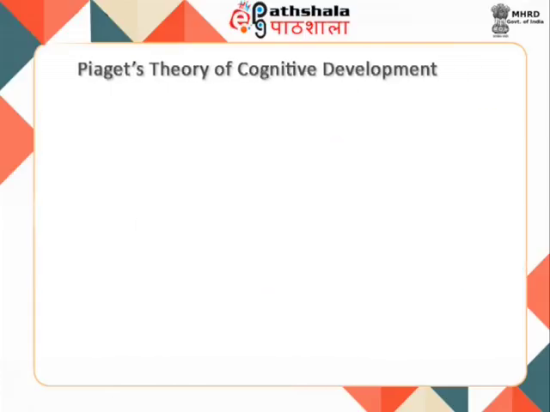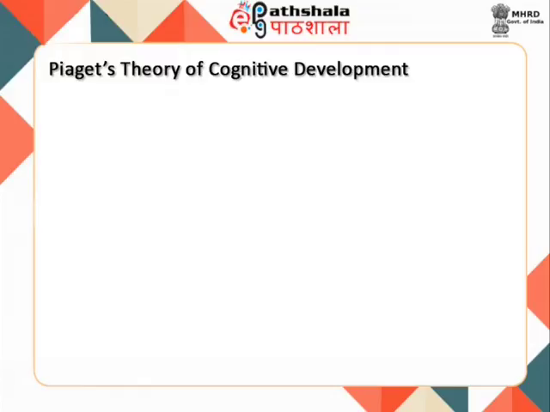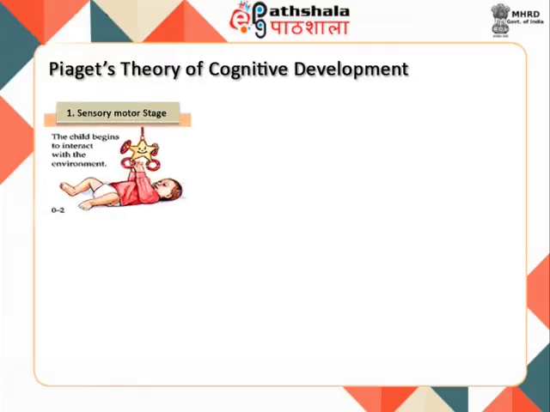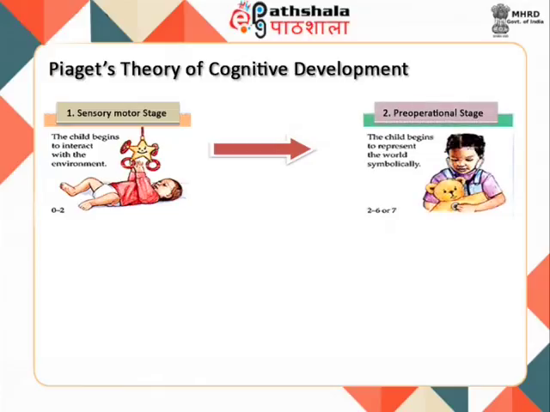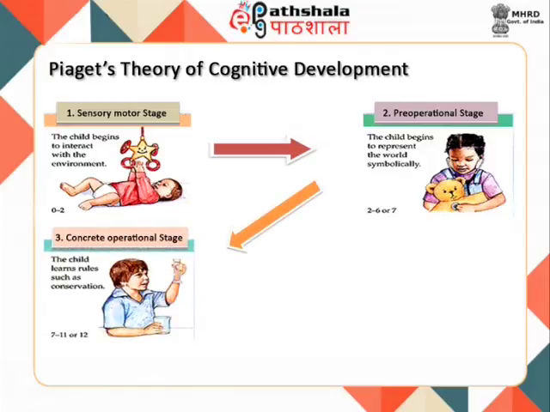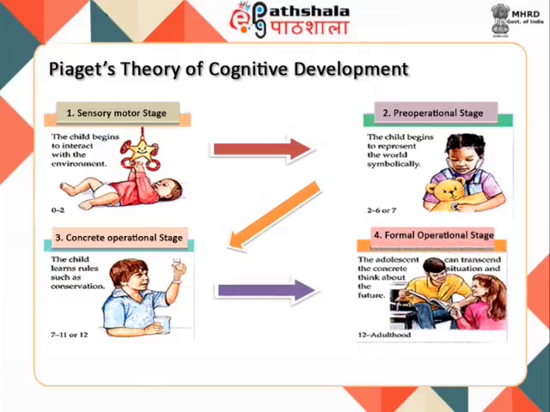According to Piaget's theory of cognitive development, development occurs through the following stages. 1. Sensory motor stage. The child begins to interact with the environment. 2. Pre-operational stage. The child begins to represent the world symbolically. 3. Concrete operational stage. The child learns rules such as conservation. 4. Formal operational stage. The adolescent can transcend the concrete situation and think about the future.